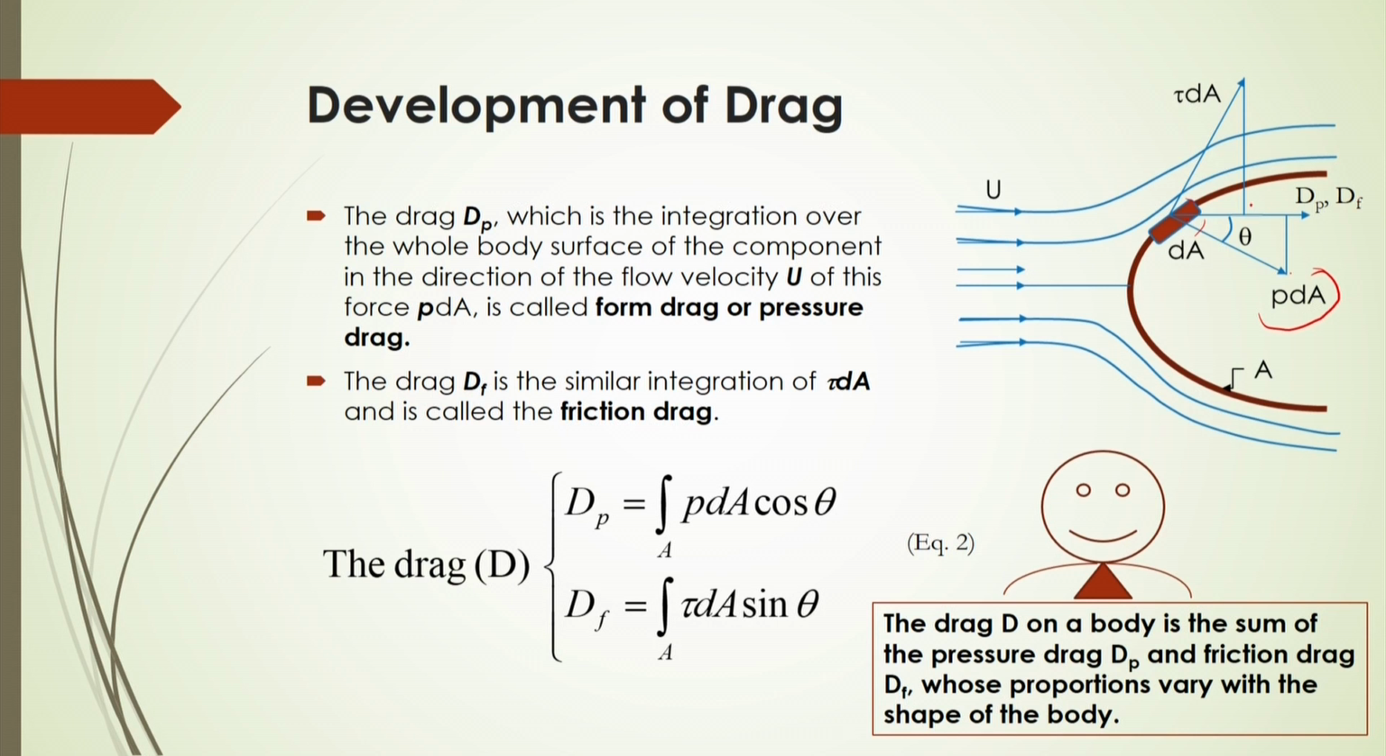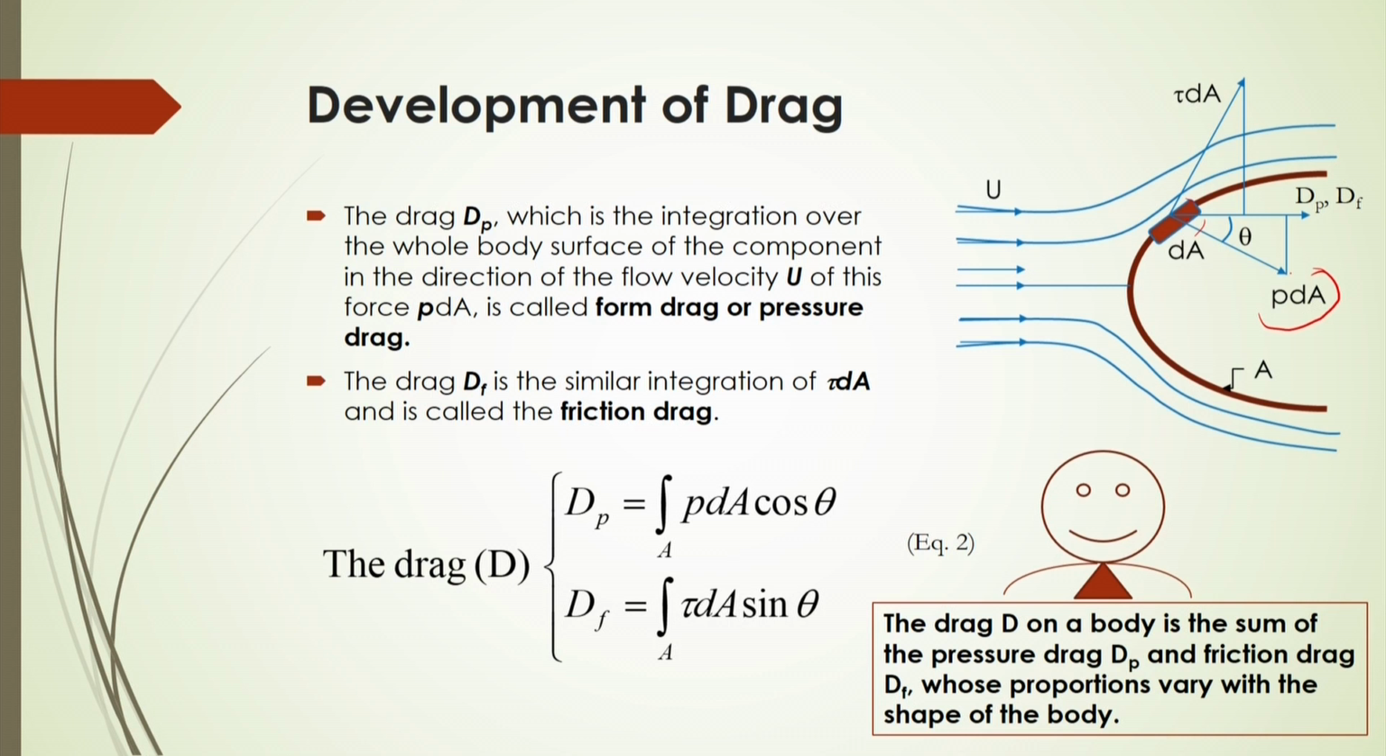If I consider that this pressure force is making angle theta to the flow of the fluid, then in the direction of the flow, what should be the component of this P dA? It will be P dA into cos theta. So, this P dA cos theta will be regarded as the drag due to the pressure. Now, this drag due to the pressure is called the form drag or pressure drag.